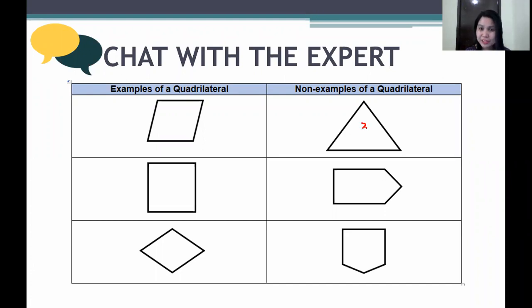If you check, the first only has 3 sides. So we call it a triangle. The next is 1, 2, 3, 4, 5. My son would call this the house because he didn't know it's a pentagon. And the same with the other one, it's a pentagon. So again, a quadrilateral has 4 sides, 4 angles, and 4 vertices.